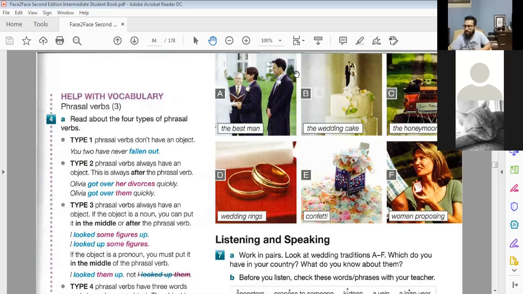And the wedding cake, where do they come from? From the ancient Romans and Greeks. They were throwing pieces of cake on the bride and groom for fertility and to have a big family or lots of children. Right. And that's related to confetti, right? Which people do now. They are throwing confetti instead of pieces of cake.